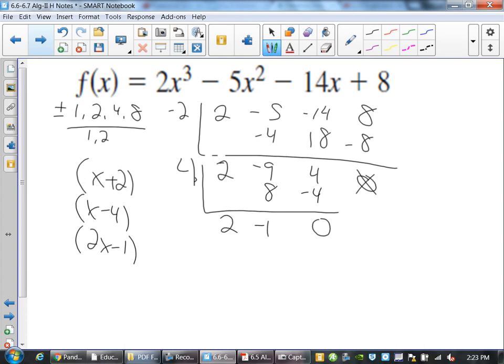And yes, there is an easy way to start these problems. You can put them in your graphing calculator and find a 0, but are you going to get that? So you have zeros at negative 2, 4, and 1/2.